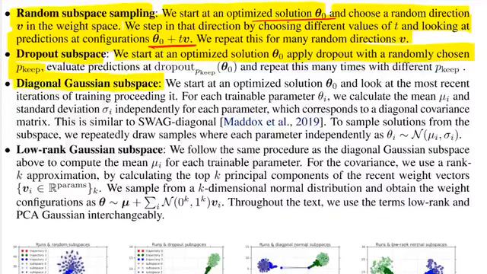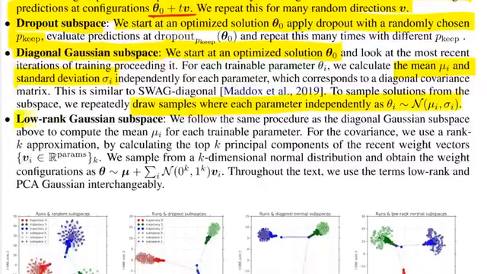Diagonal Gaussian subspace: again, we start from an optimized solution. You see the pattern, and here we actually do some sort of a Gaussian approximation to the functional space. We calculate a mean and a standard deviation, and we draw samples of the parameters from that distribution, and then the same in a low rank regime.